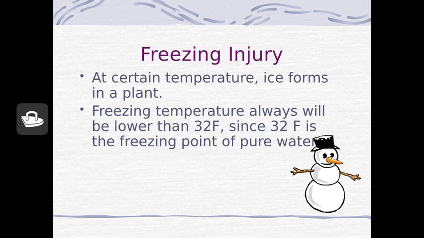For example, the ocean doesn't freeze at 32 degrees. It freezes much colder than that. Cells always have solutes in them, and those solutes lower the freezing point. The first area to freeze is usually between the cell walls, where the solute concentration is the lowest.